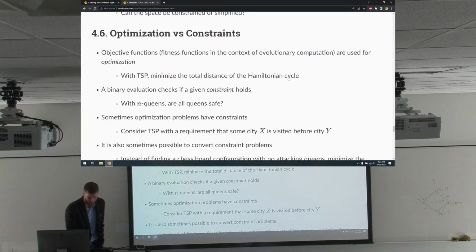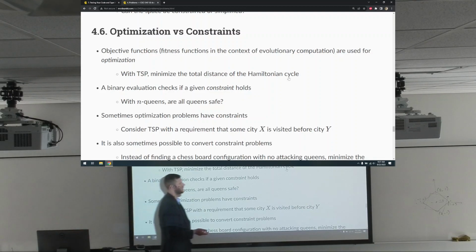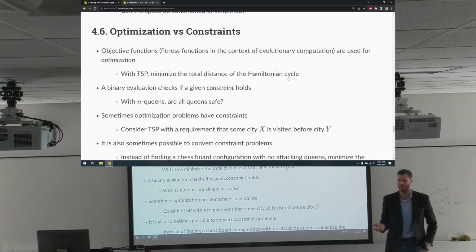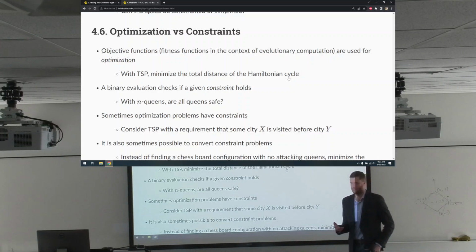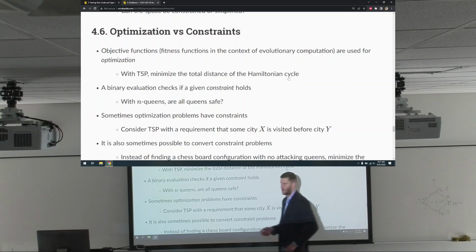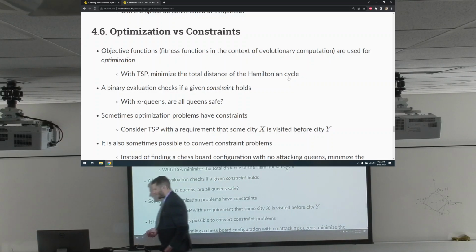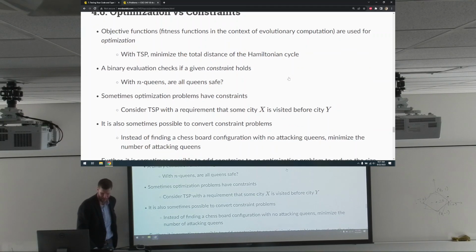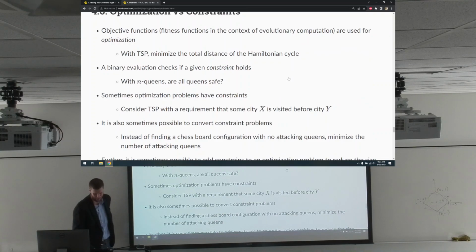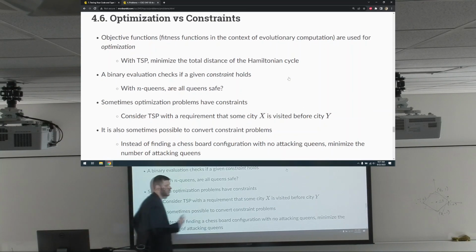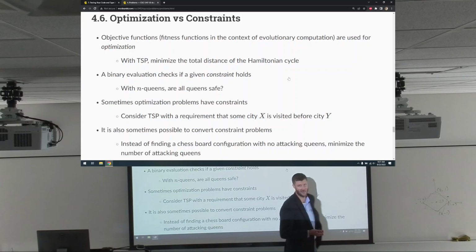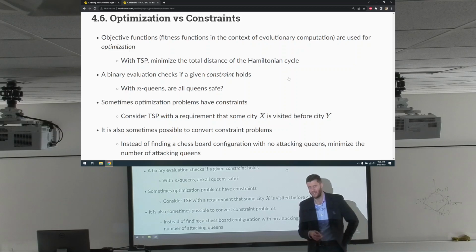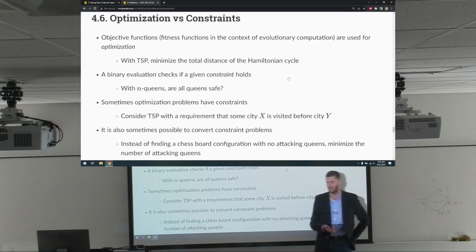So, optimization versus constraints. With TSP, it's easy to see it as an optimization problem, because the goal is to find the smallest solution, the smallest Hamiltonian cycle. It's a little harder to do something like that if you have a, well, let me take a step back. A constraint would be something like n queens, 8 queens. Is it valid or not? That's a constraint. We want solutions that are valid.